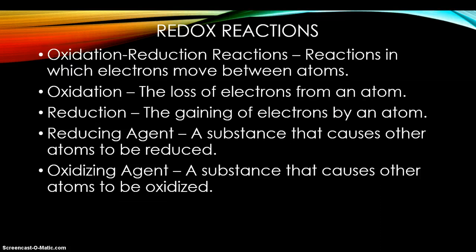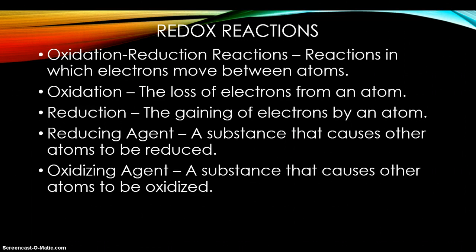And typically, whatever the oxidizing agent is will be what's being reduced. And that makes sense because if you think about the reducing agent, it's the substance that causes other atoms to be reduced. Well, what is happening when something's reduced? It's gaining electrons. Well, in order for it to gain electrons, what had to happen? Something had to lose electrons. Okay, so the reducing agent will be whatever lost electrons in order to allow something to gain electrons to be reduced. And the opposite is true with the oxidizing agent.